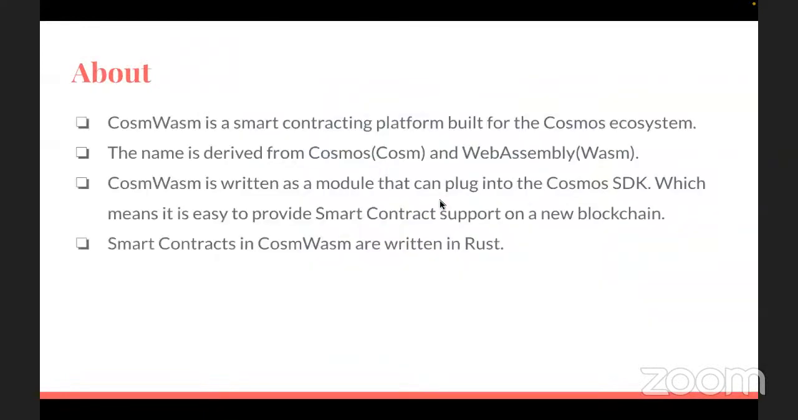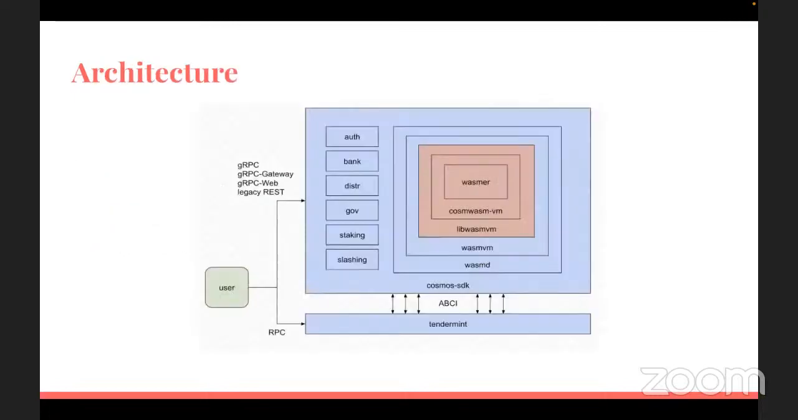As I already told you, CosmWasm works upon Cosm, which is Cosmos, and WebAssembly, which is Wasm, combined together as CosmWasm. It is a module written in the Cosmos SDK, where a user can start interacting with the smart contract, which is written in Rust. So let's start digging into the actual architecture of how it works.